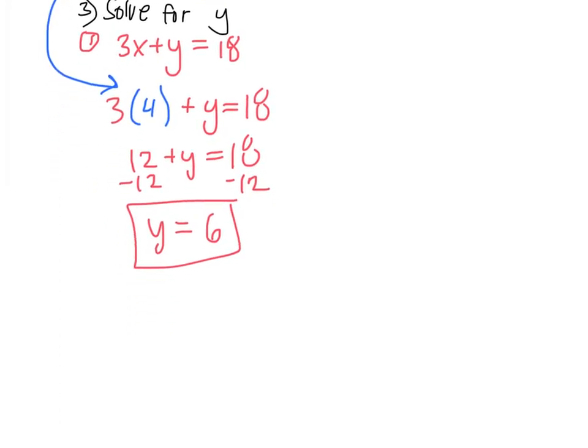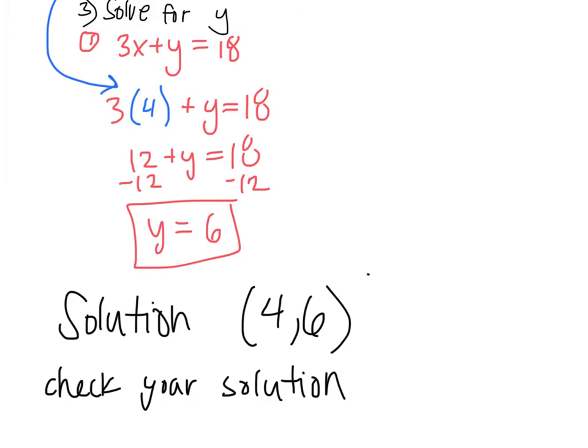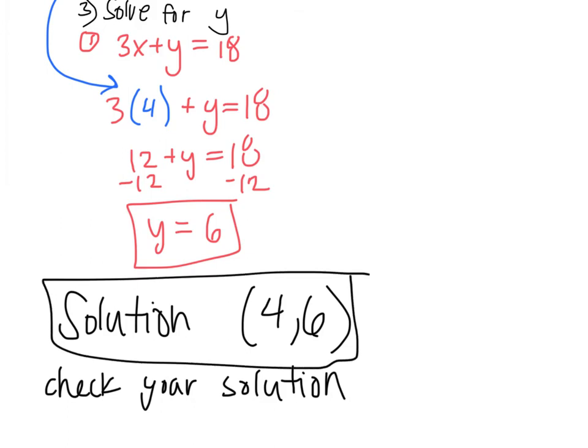So our solution would be (4, 6). Now remember, we're not done. I'm going to stop here, but the step you want to do after this would be the final step, check your work. Check your solution. All you have to do is plug it in, so go ahead and do that by yourself. Make sure you check your solution, because I could have given you the wrong problem. You're never going to know if you don't check the solution. So again, the solution is x equals 4, y equals 6.